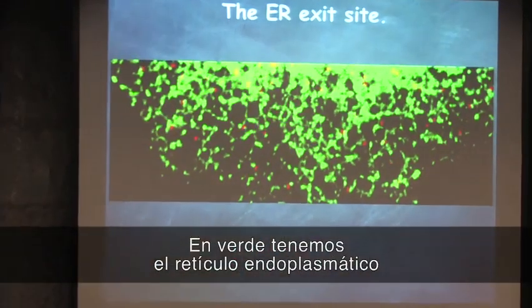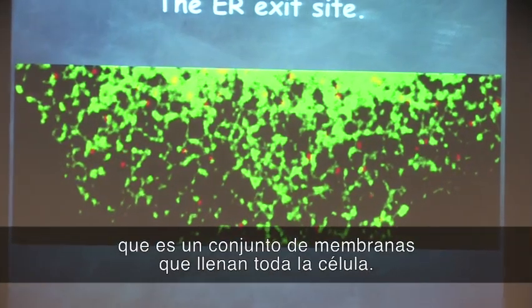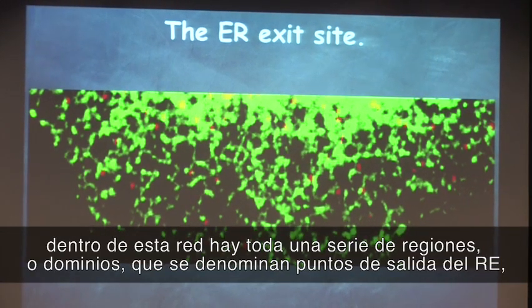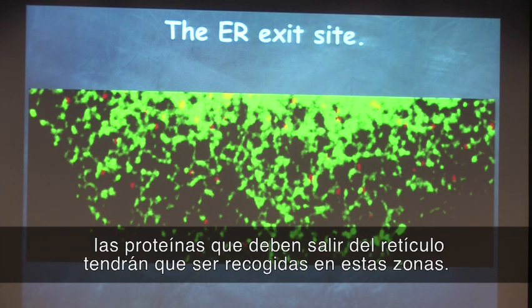So this is the endoplasmic reticulum in green. It's a network of membranes that fill up the whole cell. And within this network are special domains or regions, which are called the ER exit site. So the proteins that have to leave the endoplasmic reticulum must be collected in these areas.